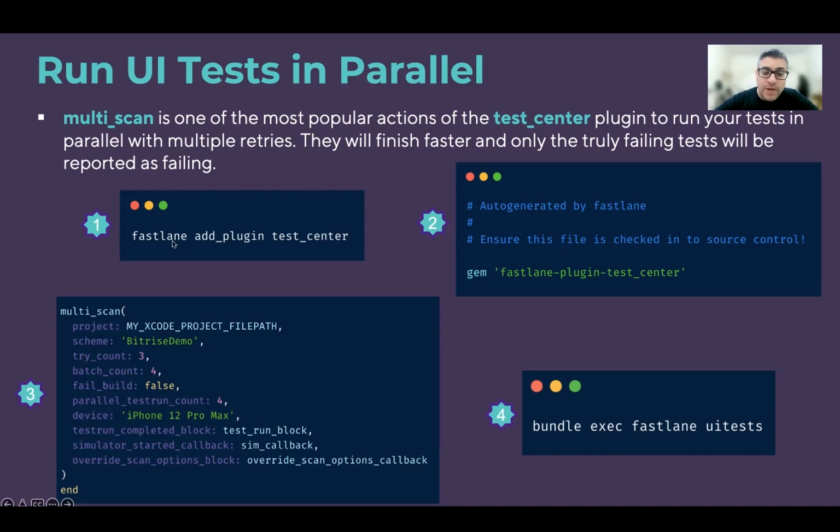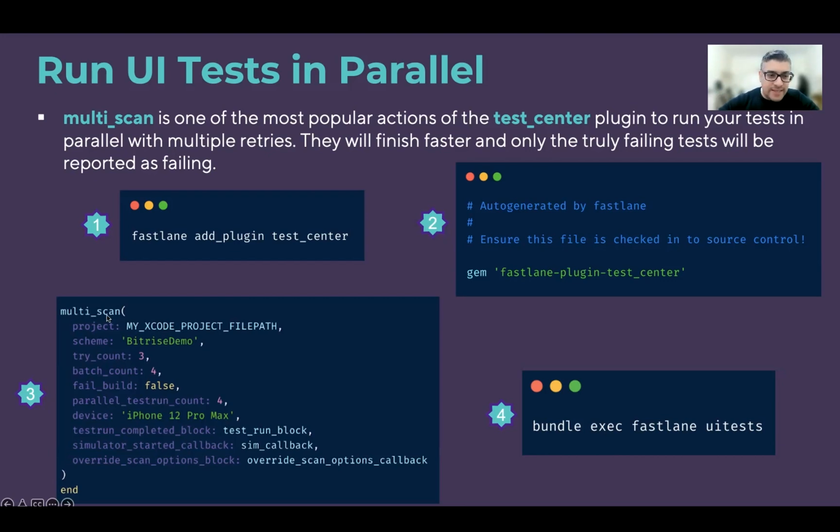So the first step is to run this command from the command line: fastlane add_plugin test_center. Then if we open the Pluginfile, we will find the gem for the fastlane plugin inside it. So every time you want to install this plugin, or a specific version of this plugin, we can use this file.